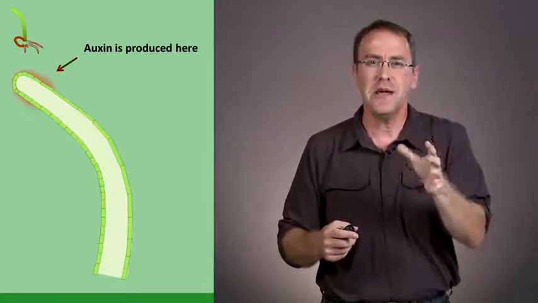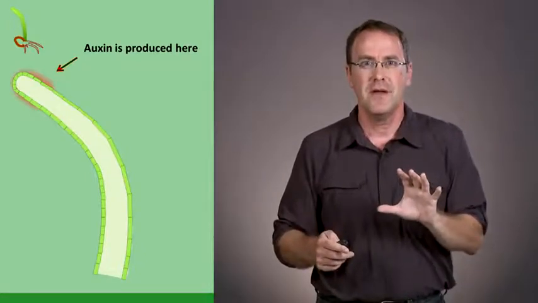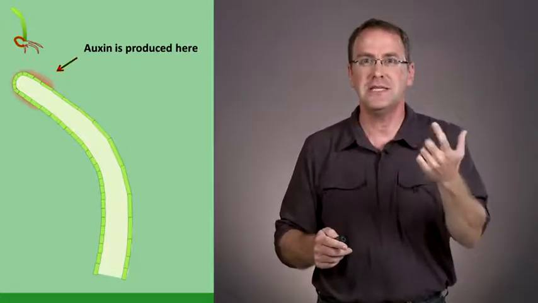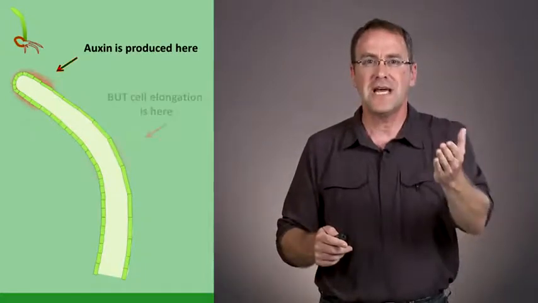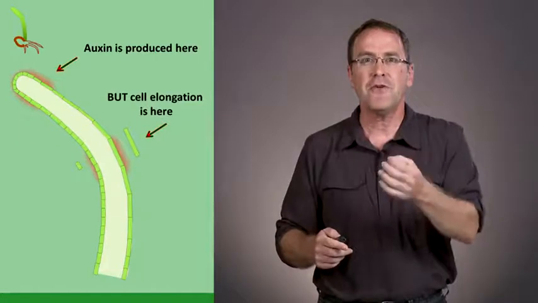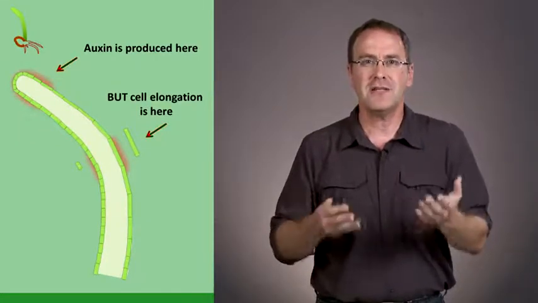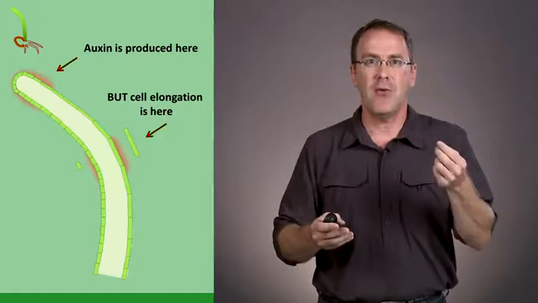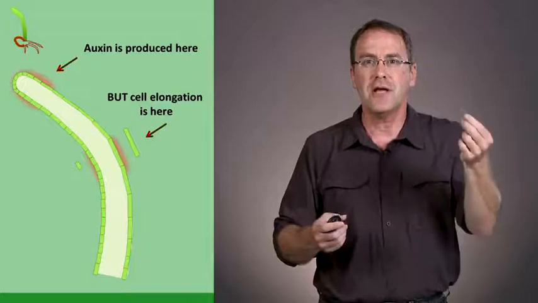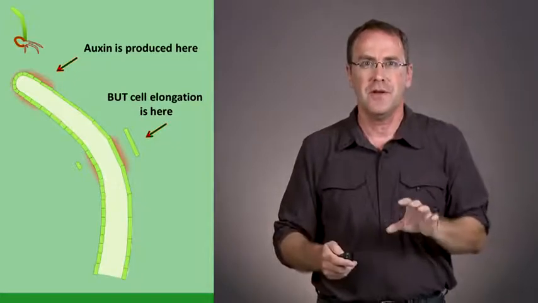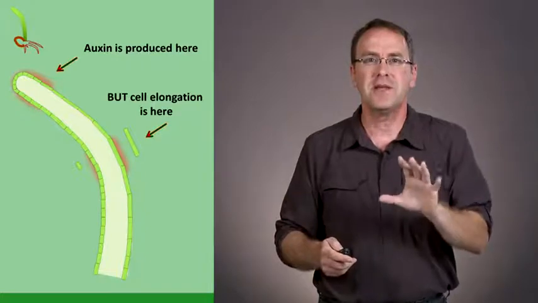But can you see a problem here vis-a-vis phototropism? I said that auxin is produced at the tip, but what we saw from all of the experiments was that the elongation happened further down the stalk. So how can we solve this conundrum that while auxin is needed for elongation, we don't get elongation at the tip? Well, the answer is that the effect of a hormone is dependent on several factors.